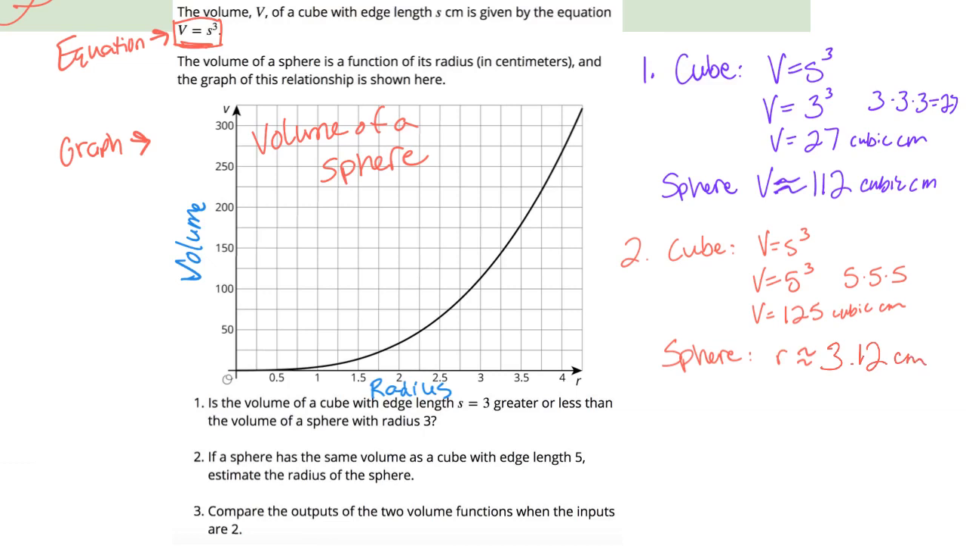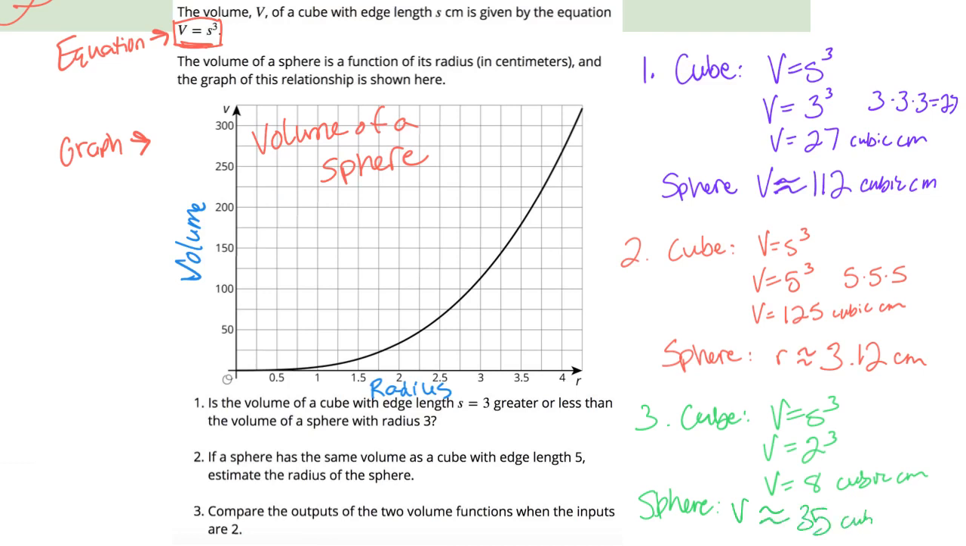Number 3, compare the outputs of the two volume functions when the inputs are 2. First, for the cube, I'm going to plug in 2 for my side length, and I'm going to end up with 8 cubic centimeters. For the sphere, I'm looking at the graph, and I'm looking at a radius of 2, and I notice my volume is approximately 35 cubic centimeters.